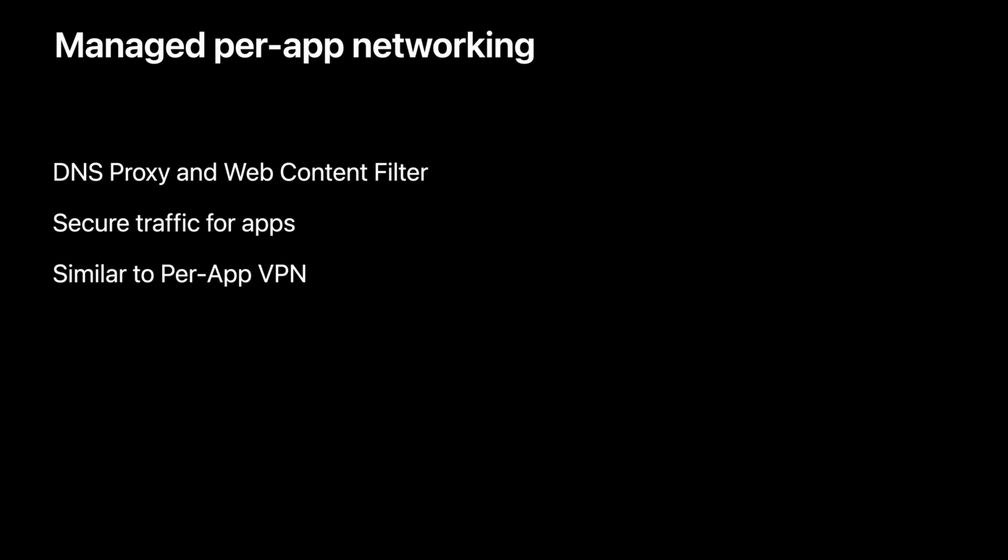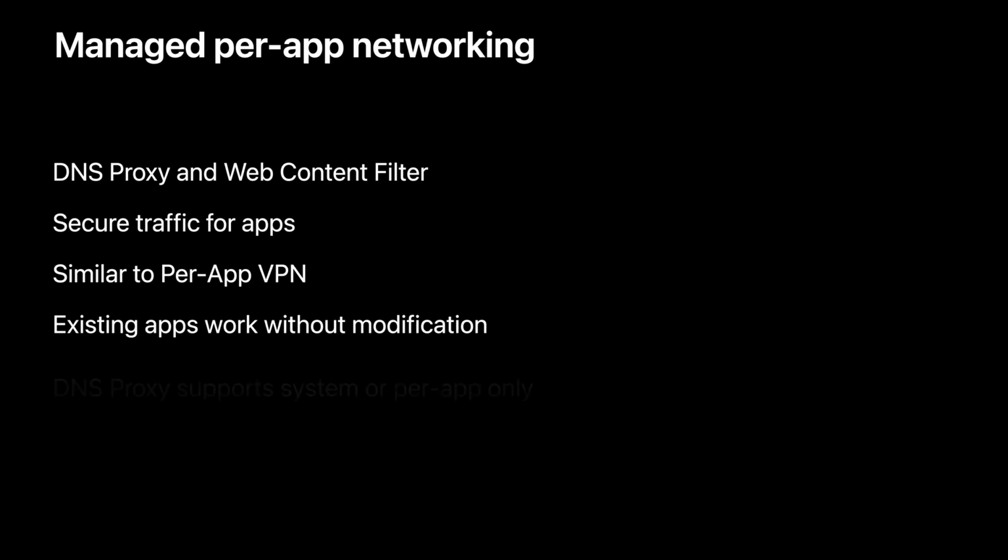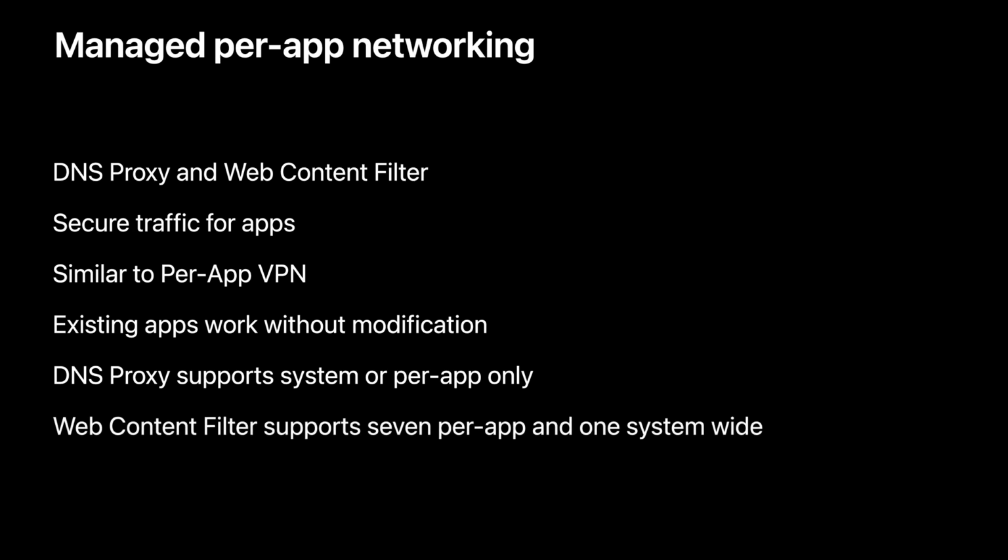A few additional details I'd like to point out. First, app developers don't need to do anything new. All existing DNS proxy and web content filter apps will just work. Second, you can have multiple DNS proxies, but you cannot mix system-wide and per-app proxies. And finally, for web content filters, you can have up to 7 per-app filters and 1 system-wide filter.